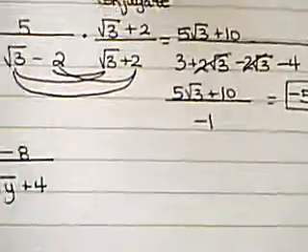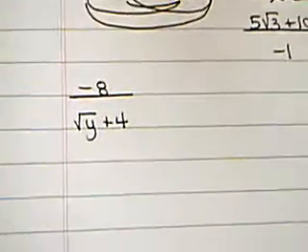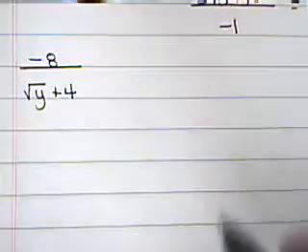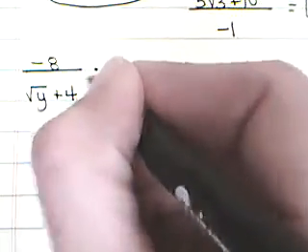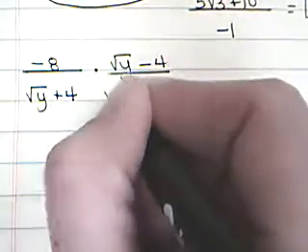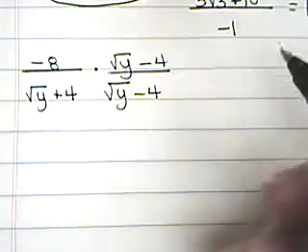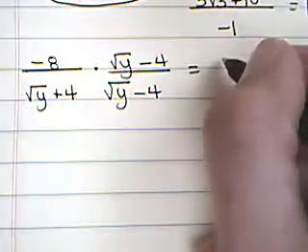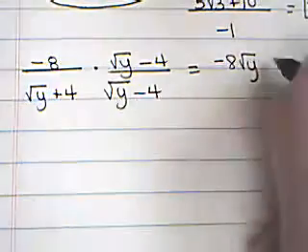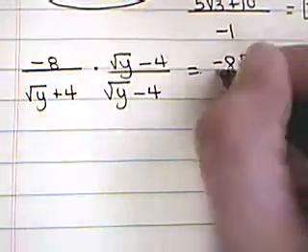In this last example, again, we have two terms in the denominator, so what we're going to look at is using our conjugate. So we're going to take the denominator and just change the middle sign only. And again, as long as what we do to the numerator we do to the denominator, we're okay. So when we use our distributive property, negative 8 times square root of y is negative 8 square roots of y. Negative 8 times negative 4 is positive 32.